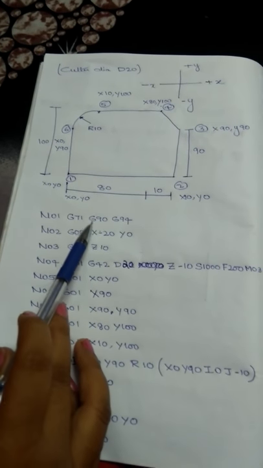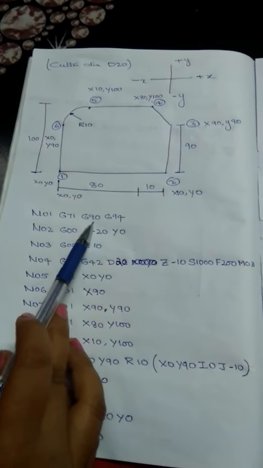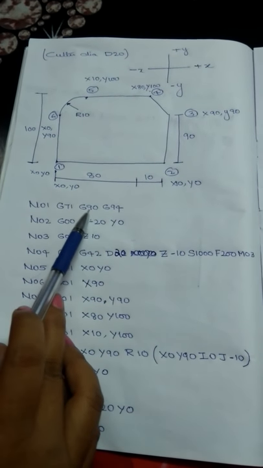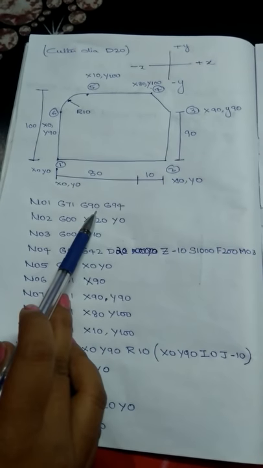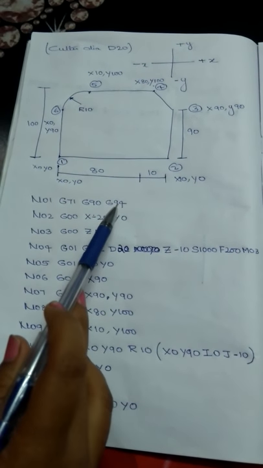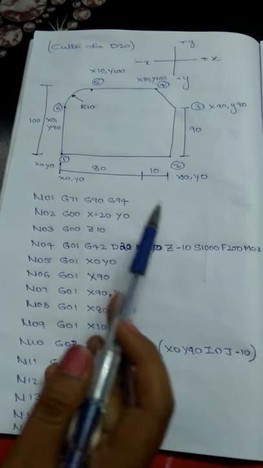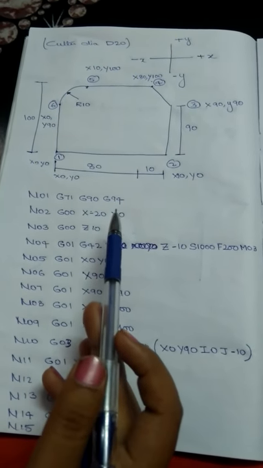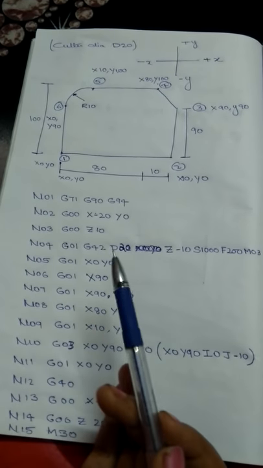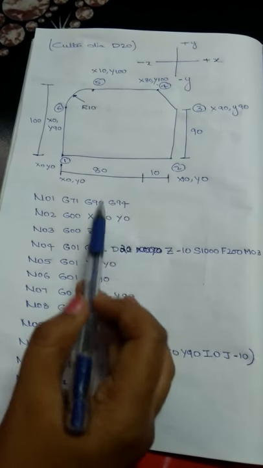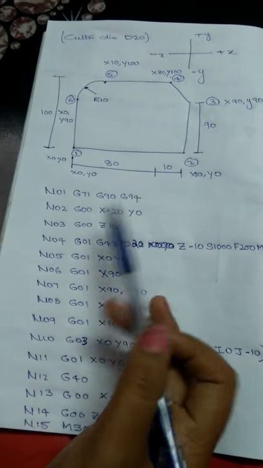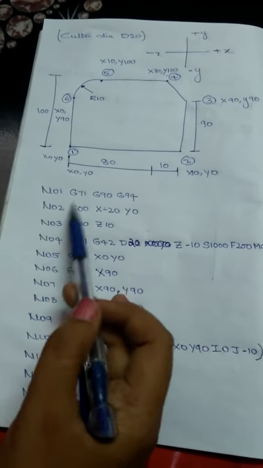G90 is the selection of the absolute system. I've already explained what the absolute system is. G94 is feed rate in mm per minute. I have already told you we can take the feed rate in mm per minute or inches per minute. Here we are selecting the feed rate with the unit mm per minute. Let us start the part programming. Let us go to the next step.